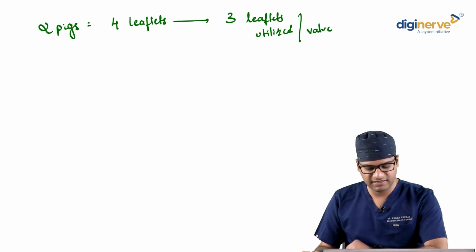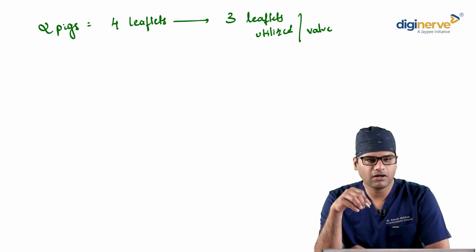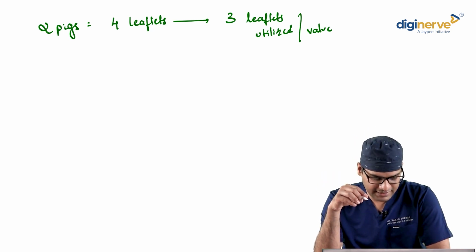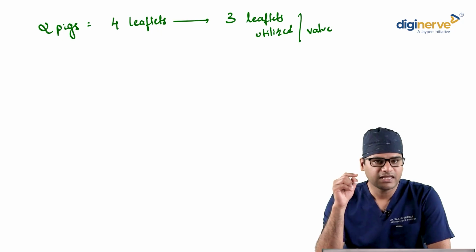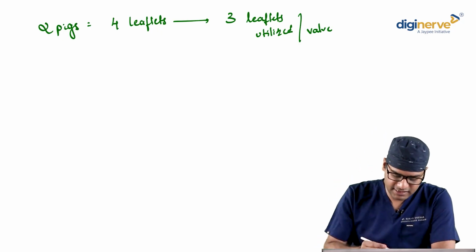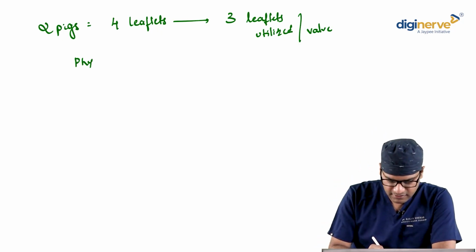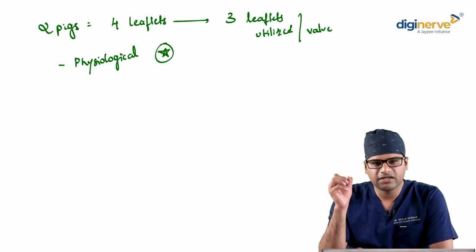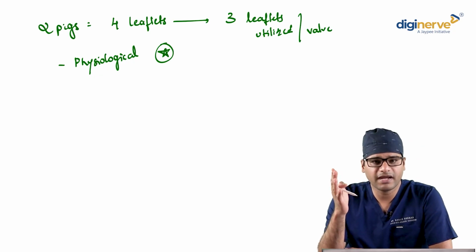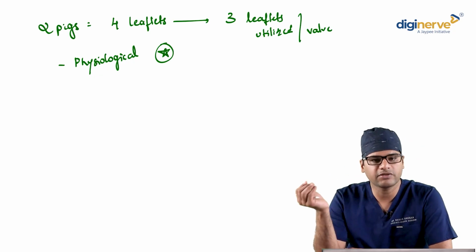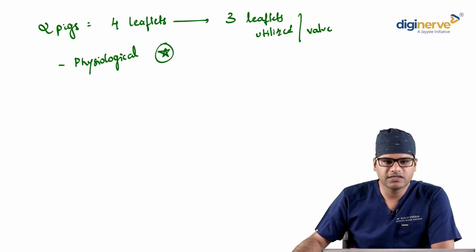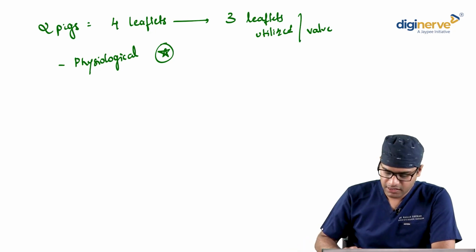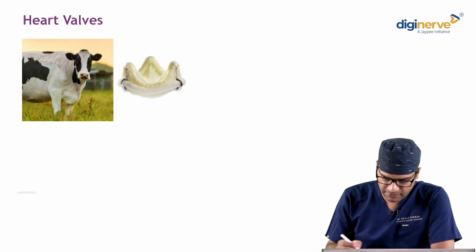So now you may understand why porcine valves are not much of use, because it takes a lot of pigs to make 1 valve. The advantage, however, is that it is physiological. The only advantage compared with mechanical valves, not really with respect to the bovine valves. Yeah, so this was about porcine bioprosthetic valves. Coming to the next one, the bovine bioprosthetic valves.